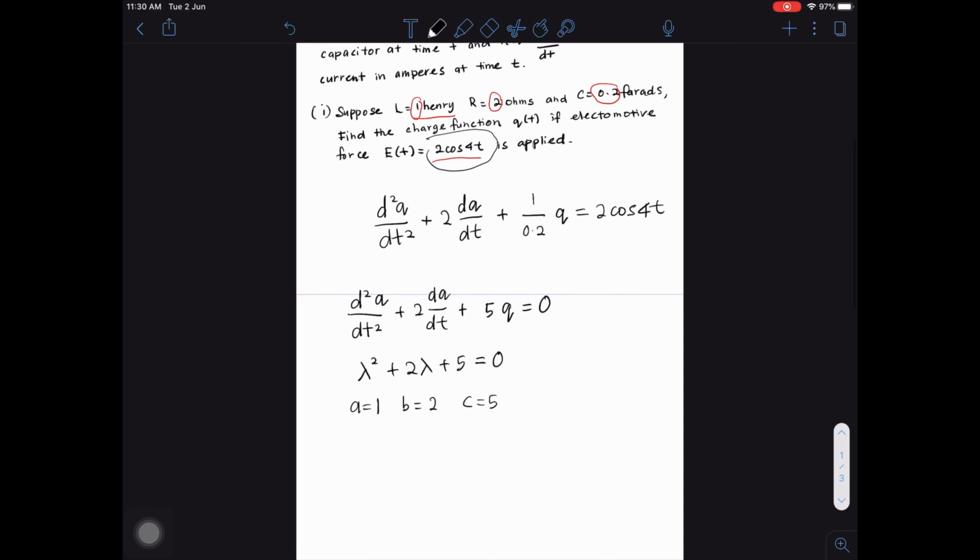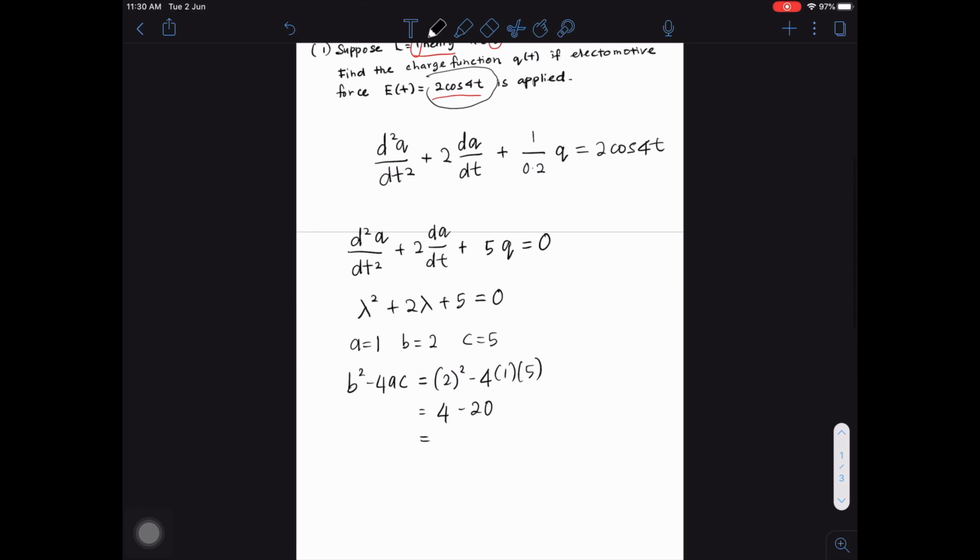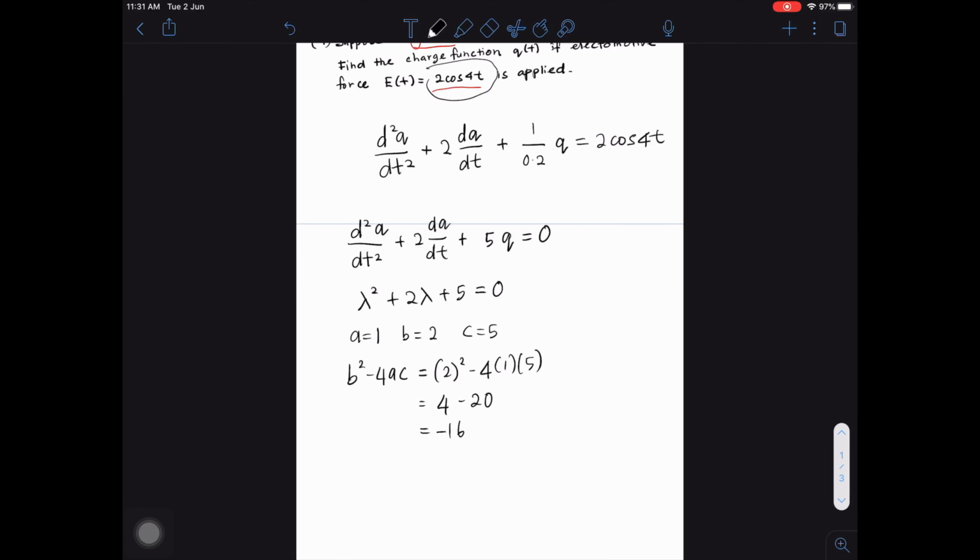Now we want to check the case for our characteristic equation. B square minus 4AC equal to 2 square minus 4 times 1 times 5, so you have 4 minus 20. Therefore, you will have negative 16, where negative 16 is less than 0. When b square minus 4ac is less than 0, it means our homogeneous equation has the solution in case 3, where case 3 involves complex roots.